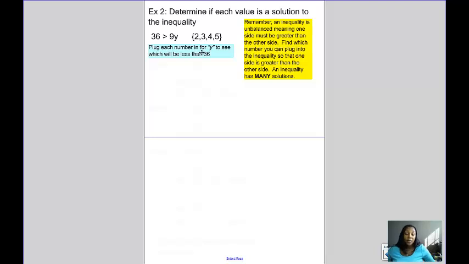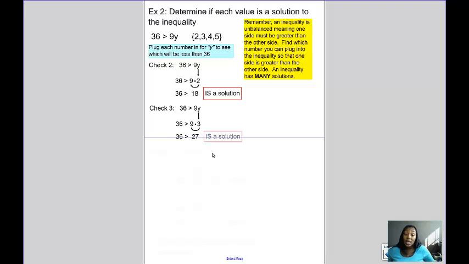So we're going to plug each number in for y to see if it's a solution. So let's start by checking the number 2. We're going to plug 2 in for y, and then we're going to solve 9 times 2, which gives us 18, and then we have to see, is 36 greater than 18? Well, yes, 36 is greater than 18, so that means 2 is a solution. So now we'll check 3. Again, we're going to plug 3 in for y. Now we're going to solve. We're going to do 9 times 3, which gives us 27. And again, we have to ask, is 36 greater than 27? And again, it is, so that means 3 is also a solution.